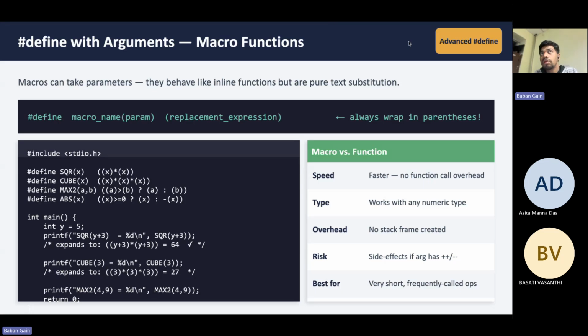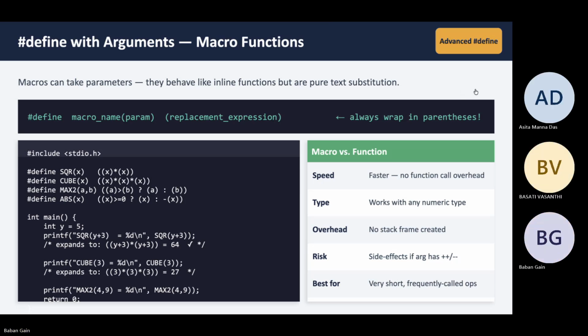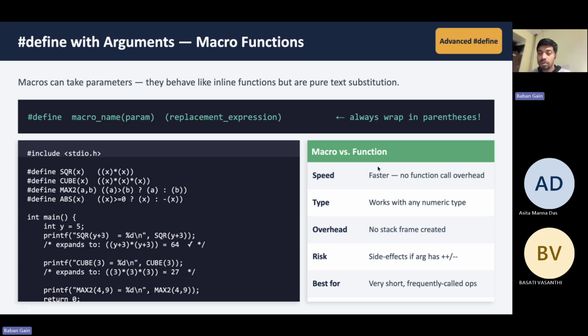See, if you use a function call, what does it do? It transfers the control from the main function to the function that you are calling. So there is some overhead for the OS. But if you use a macro with hash define, it is quite a bit faster because we don't need to do any function call or anything.